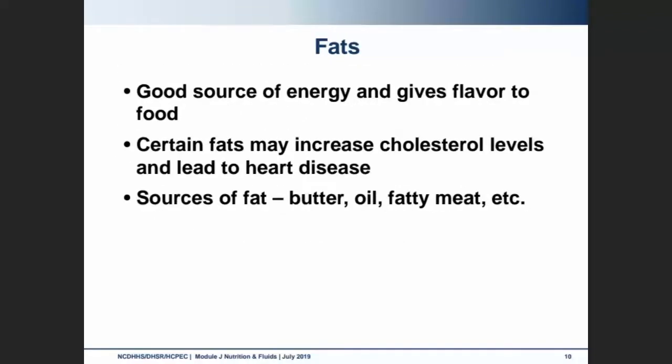Fats are a good source of energy. They also, of course, give some flavor to our food. It's important to remember to teach our residents and patients that certain fats, though, may increase cholesterol levels and lead to heart disease. So we want to make smart choices when we're talking about some of these various nutrients, like the fats, the carbohydrates, the calories. So a good fat example would be an avocado, right? Avocados are high in fat, but it's a good fat that really gives us a lot of energy and doesn't tend to increase those cholesterol levels.